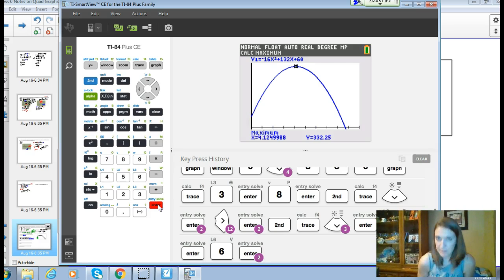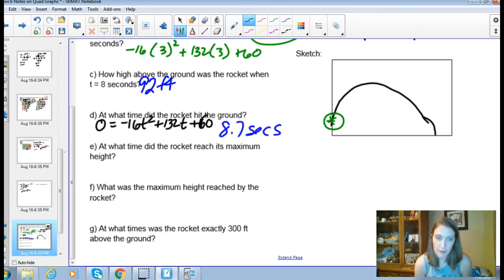We hit enter one more time and it gives you a max of 4.1, 332.25. So the time is 4.1 seconds. The height is 332.25. Let's make sure we put those in the right answer blanks.